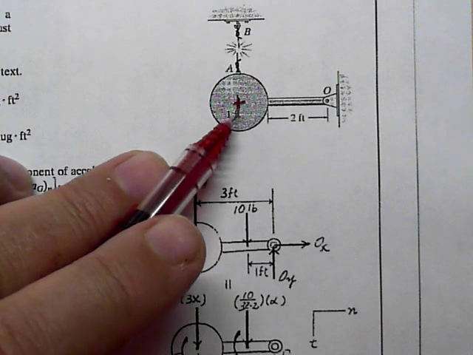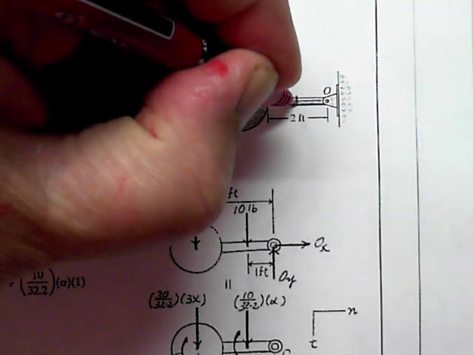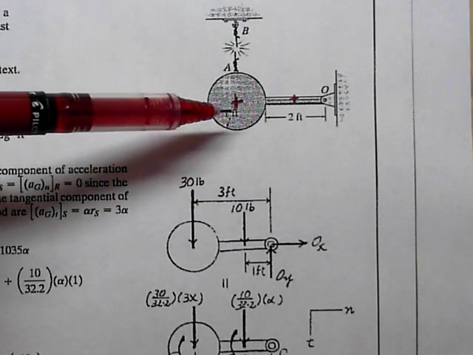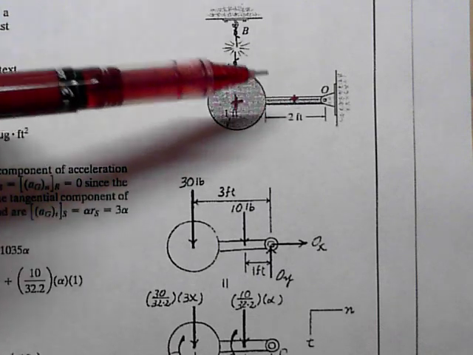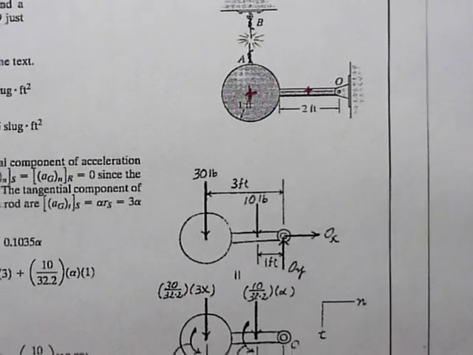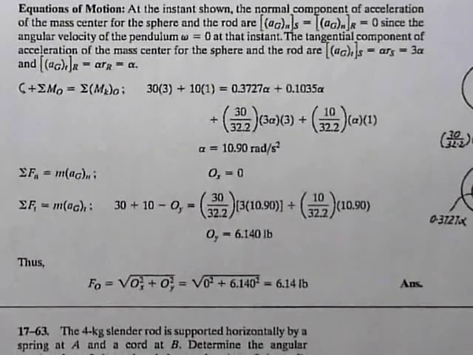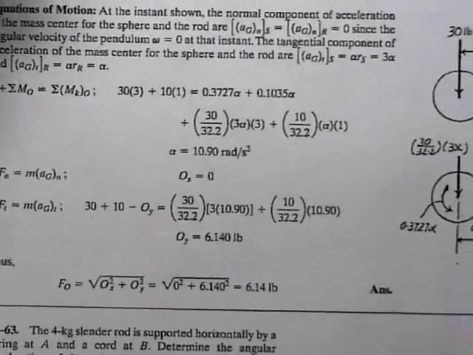We have a sphere whose center of gravity is right there, and then we have a rod whose center of gravity is right there. The sphere has a mass. The sphere has a mass moment of inertia. The rod itself has a mass, and the rod has a mass moment of inertia, and each one has its own centroid. And this is something the author likes to do. You'll see him do it in some examples. He's going to say the sum of moments of this entire object.